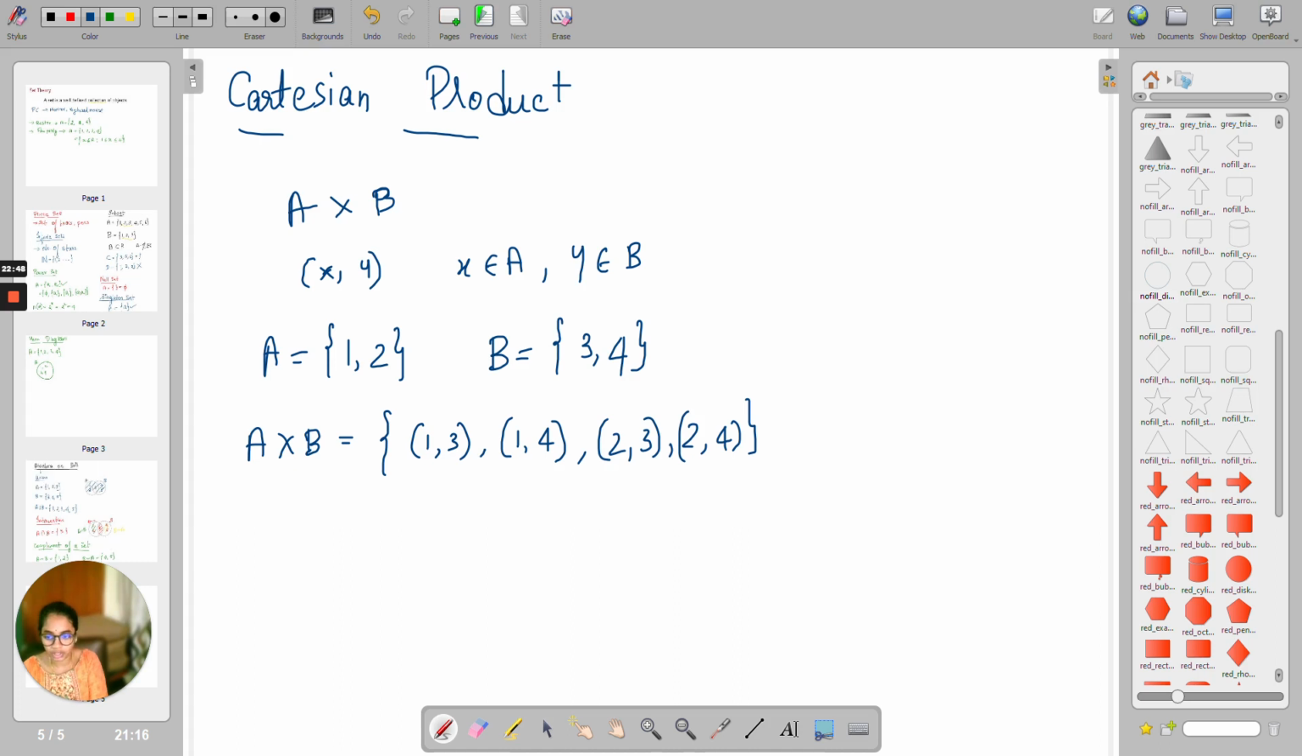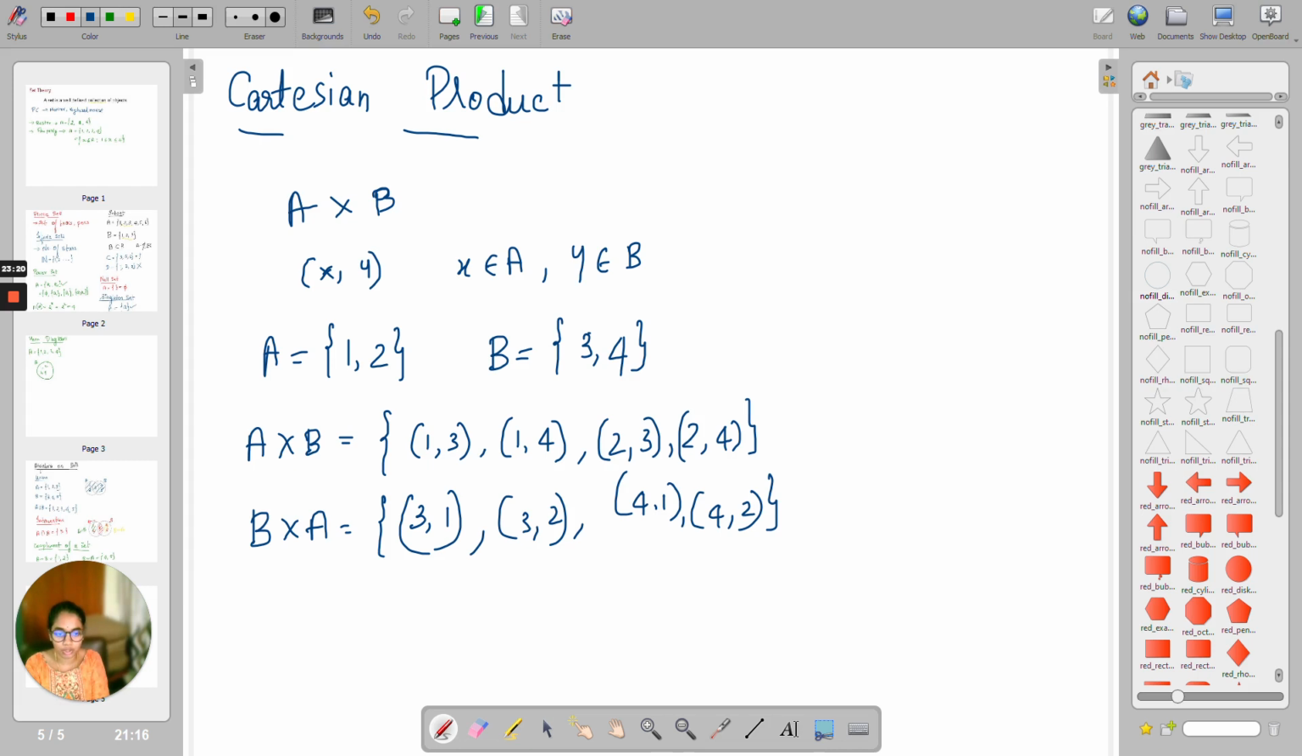Okay, so what would B cross A be? That would be 3, 1, 3, 2. Yes, you just write it in the form of ordered pair. Okay, we are doing B cross A, so it would be 3, 1, 3, 2, and then 4, 1 and 4, 2. Yes, so can you see that these both aren't equal? So can I write they are not commutative, or A cross B is not equal to B cross A?